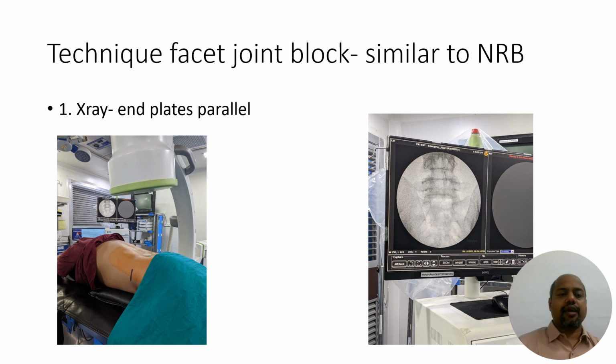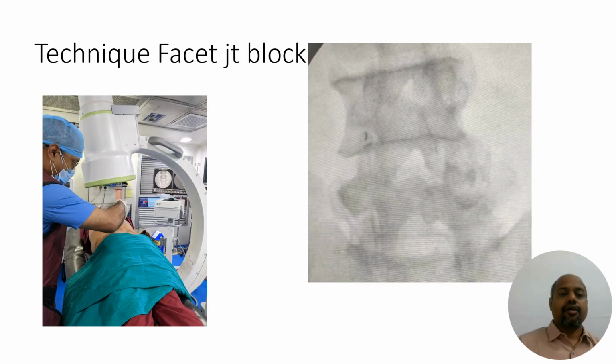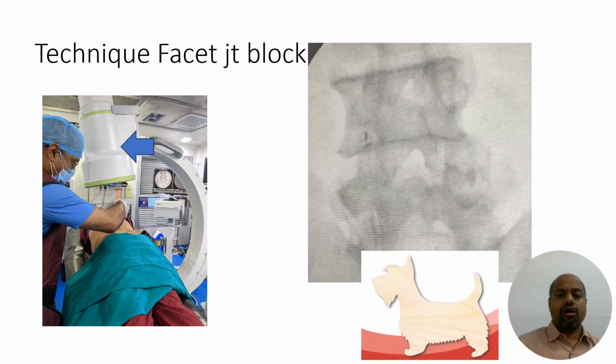So what do you do? Again, the same technique in which you make the patient prone. You again make your lumbar vertebra parallel, and then you turn your C-arm to the same side where you are going to give your injection, but the target level, before it was the neck of the Scotty dog, this time it is the angle between the ear of the Scotty dog and the head.